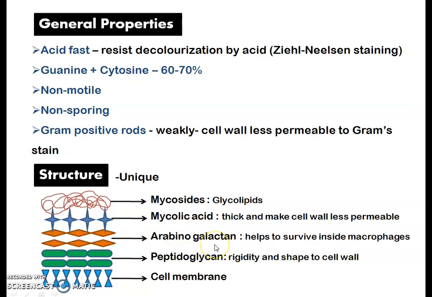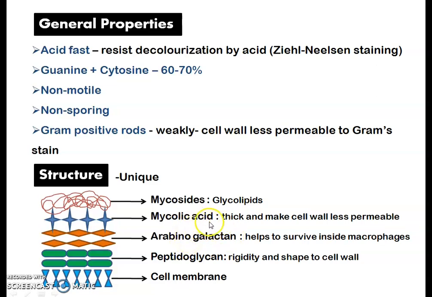arabinogalactan. This arabinogalactan helps them survive inside macrophages. We will come to that later; I'll explain it later. And then comes another important component, mycolic acid. These two things, mycolic acid and arabinogalactan, are very important contents of their cell wall.